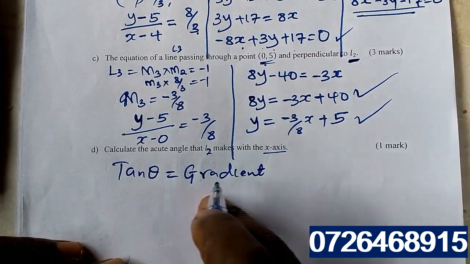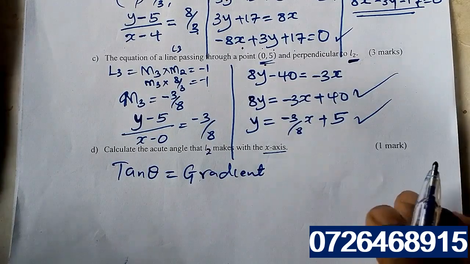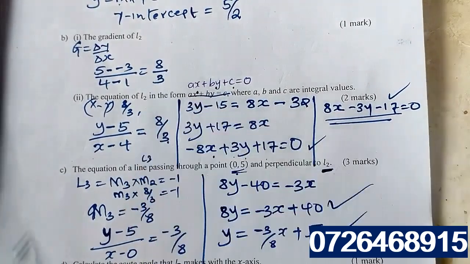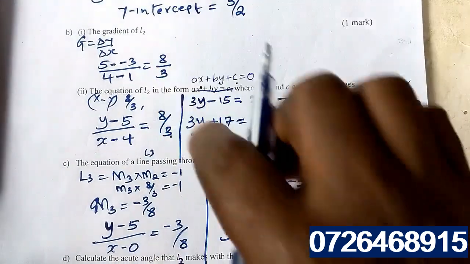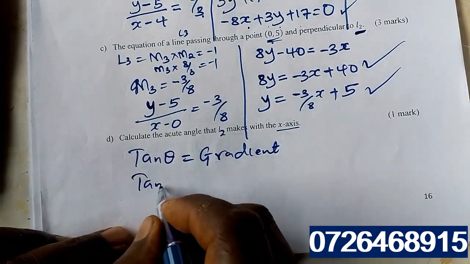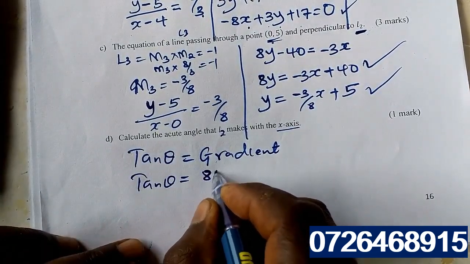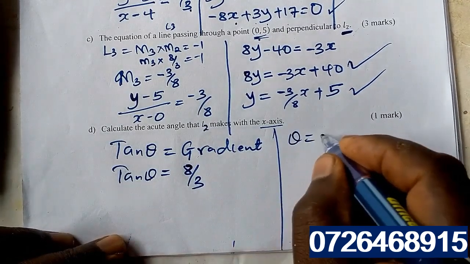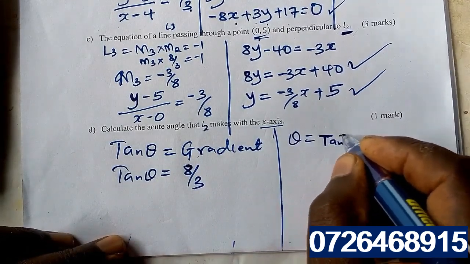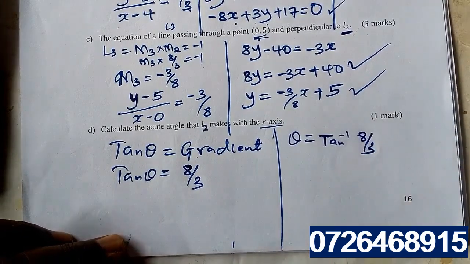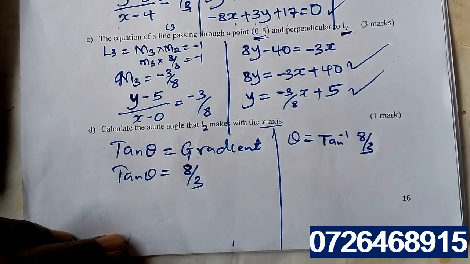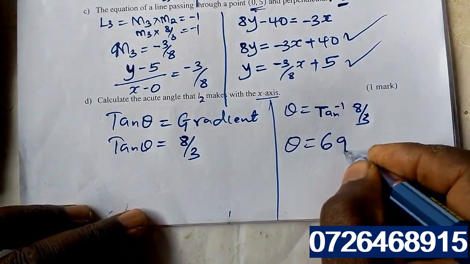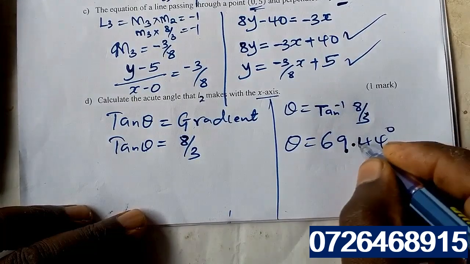Tan theta is equal to the gradient of that line, whichever line you are given. So get the gradient of line 2. The gradient of line 2 is 8 over 3. So we are saying tan theta is equal to 8 over 3. So to get theta, we are going to find the tan inverse of 8 over 3. And then you realize that your answer, theta is equal to 69.44 degrees.